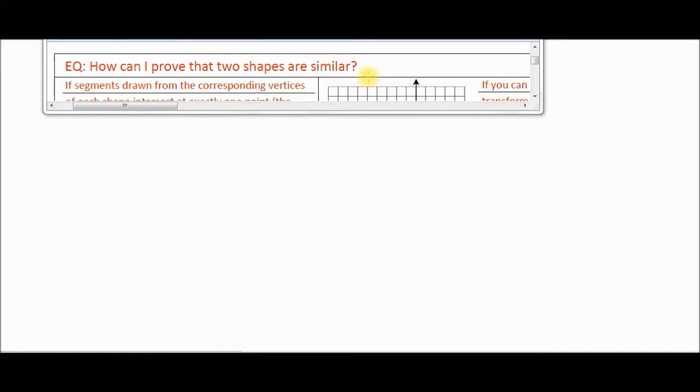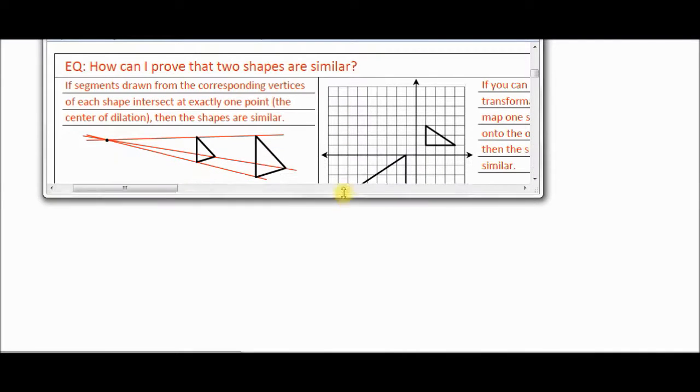This video will cover section 2 of your Unit 7 Similarity flipbook. This is the bottom flap of section 2. It is titled Prove Similarity. And the essential question is, how can I prove that two shapes are similar? Meaning, they're the same shape, but different size.